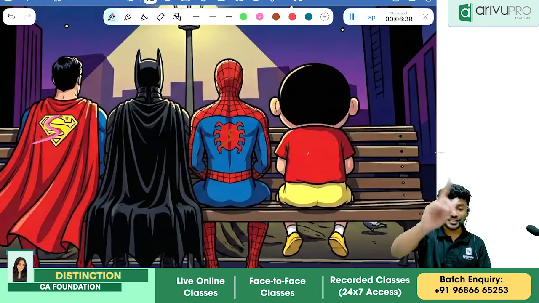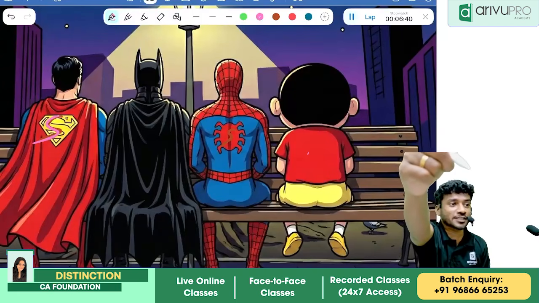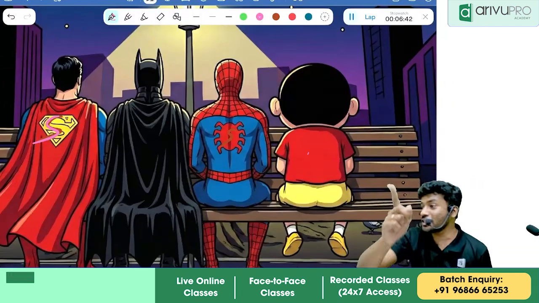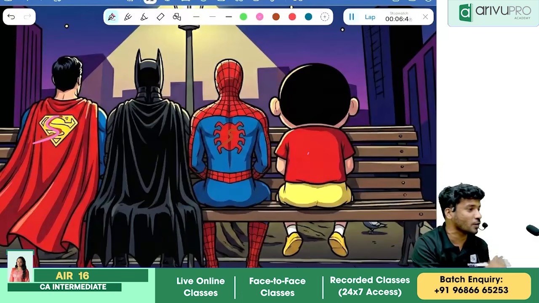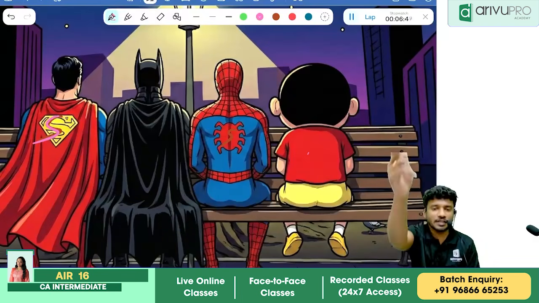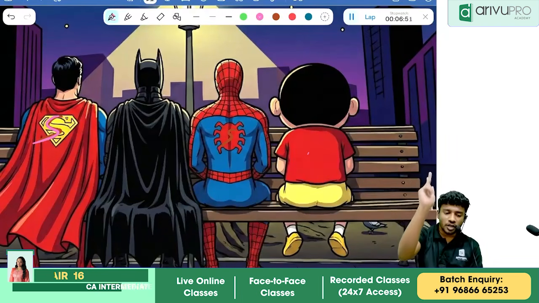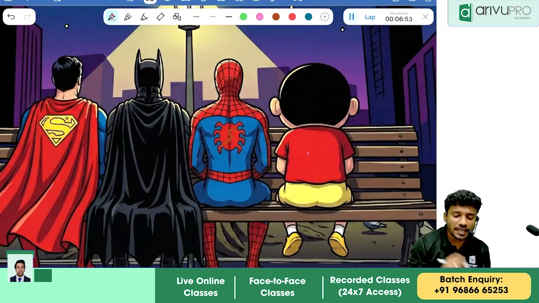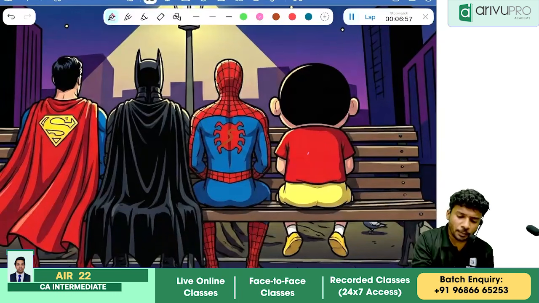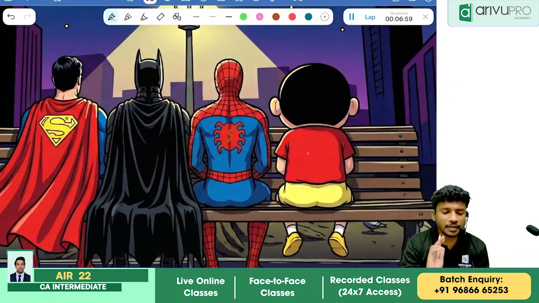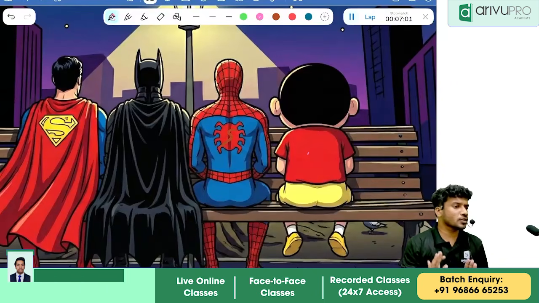Because all of them are looking towards which direction? North direction. When the direction is not given, we will assume that they are looking towards north. Always remember they are looking towards which direction? North direction. Now my next question. Who is sitting between Superman and Spider-Man? Batman is there. Okay, that is also clear.